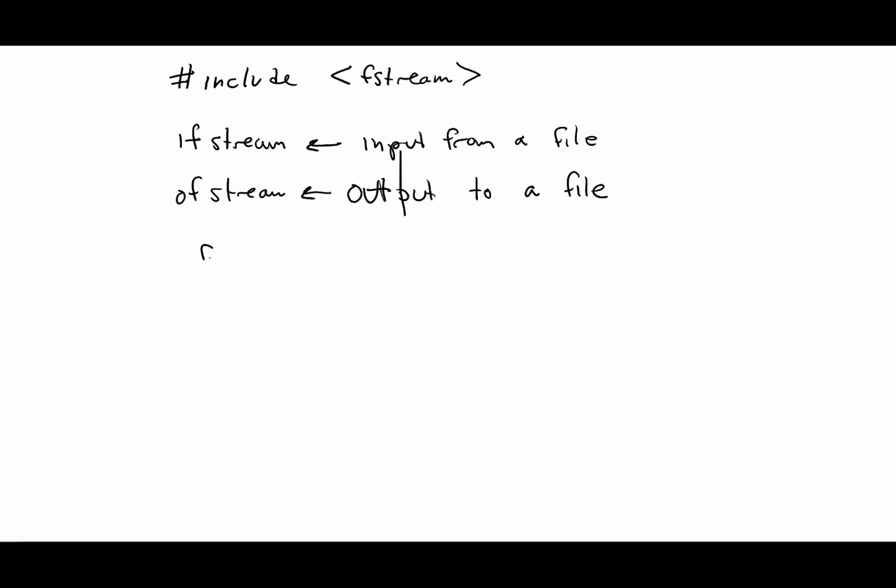And then there's fstream, and this is for input or output to a file. So this is input, output to a file. And this is going to be in chapter 12. So for this section, we're only going to be looking at the first two.